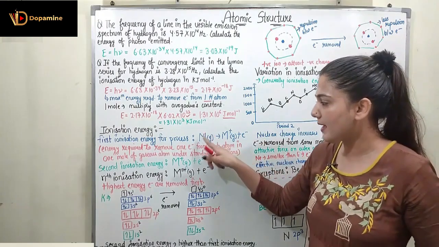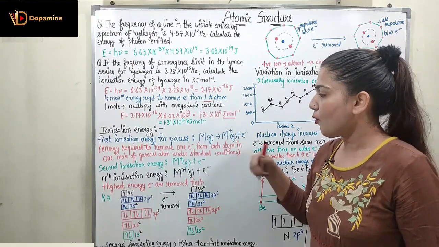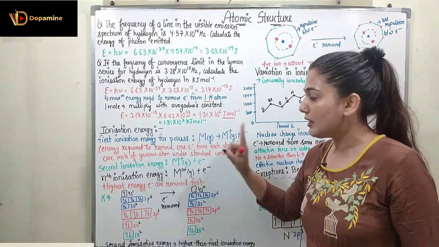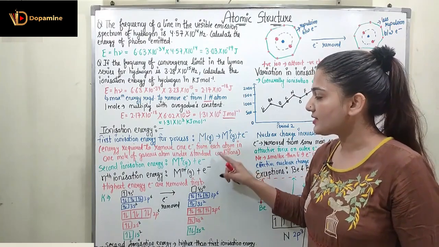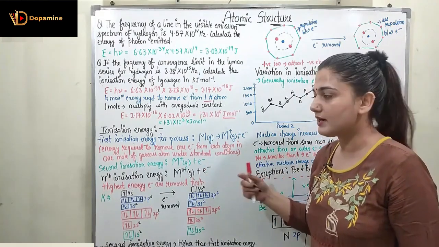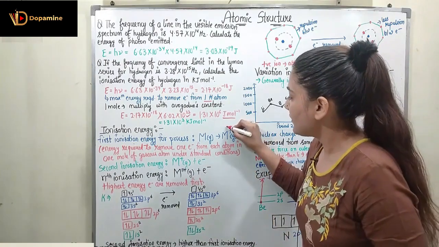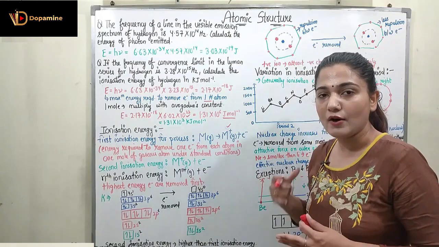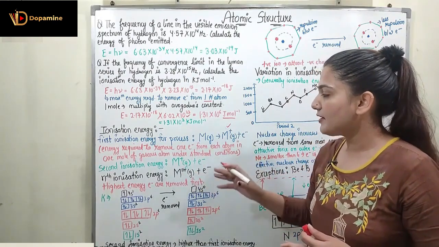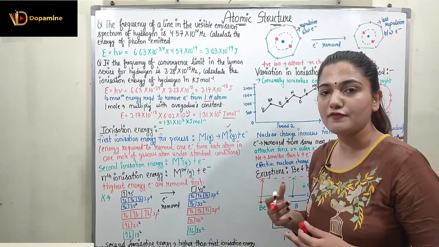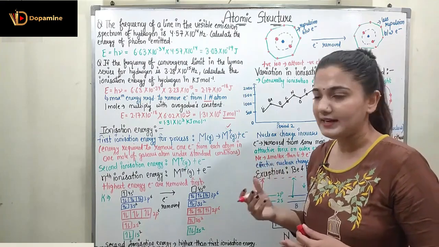So if I have any atom M, I require to remove an electron. What energy do I require to remove only 1 electron from each atom of M in the gaseous state under standard conditions? Now coming to the second ionization, I will take the first ionized atom, M+, and now I will remove an electron from it. When I remove the electron from it, I get the second ionization.